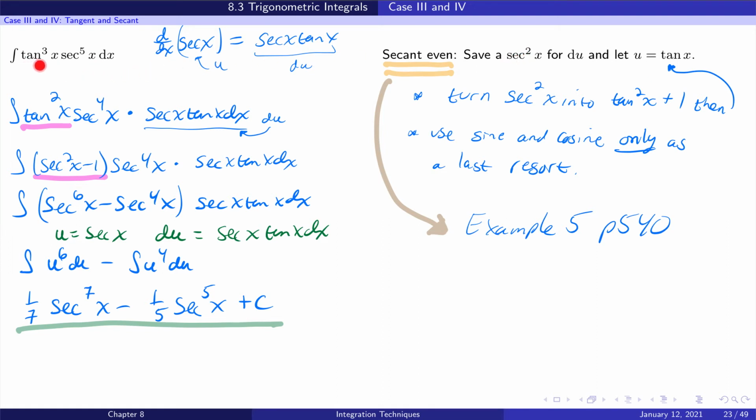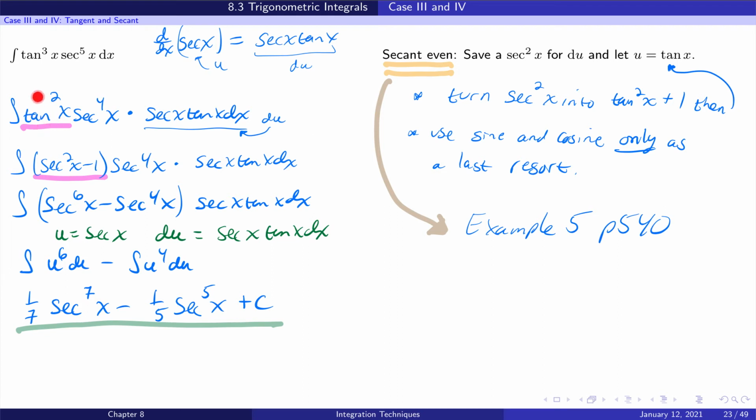So if I see this, and if I know that I would like to have a secant and tangent, I'm going to pull a tangent out and a secant out and leave that as my du. That leaves behind even powers of tangent and secant. So pulling a tangent out leaves a tangent squared behind. Pulling a secant out leaves a secant to the fourth behind. Since they're even powers, it's now easy to convert using the Pythagorean identities between tangent and secant.